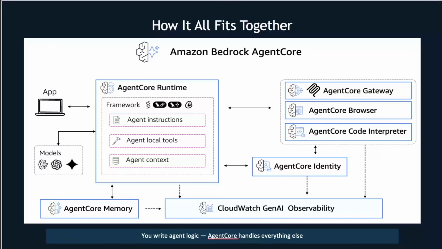All this is happening in seconds. And you, the developer, wrote the agent logic and system prompt. AgentCore handled everything else and completed the task in seconds. And that is the power of going from prototype to production with AgentCore.